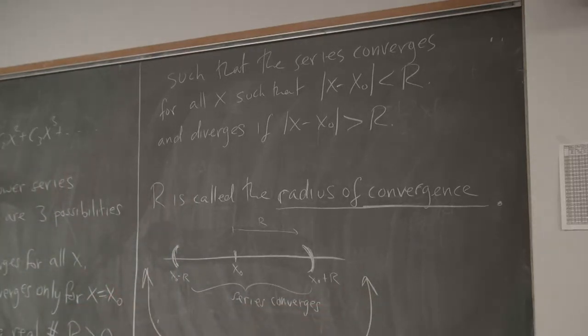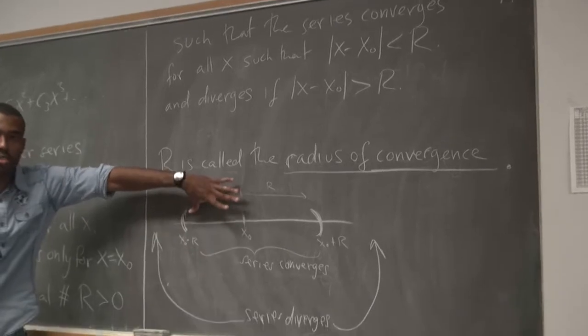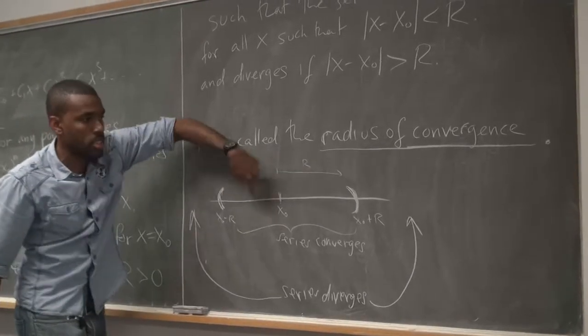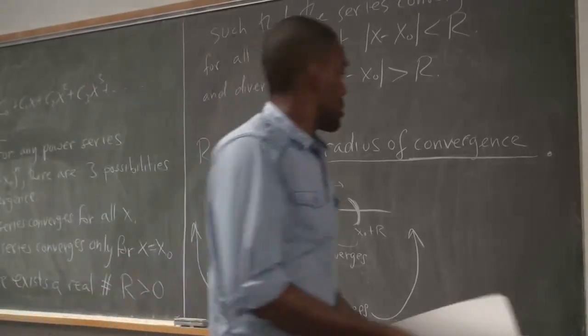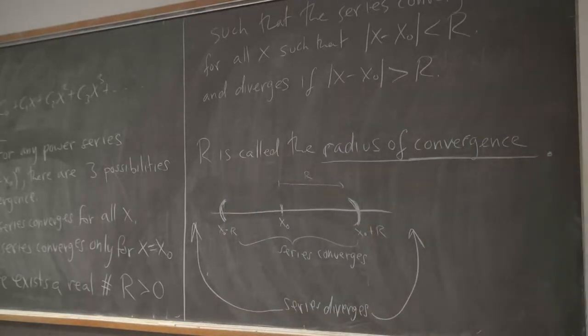So those are three possibilities. Converges everywhere, or only converges if you're at that specific point, or there's some interval that's centered at that point, where the series will converge for all x values in that interval, but will diverge outside of it. By the way, the interval is called the interval of convergence. We can write that down.